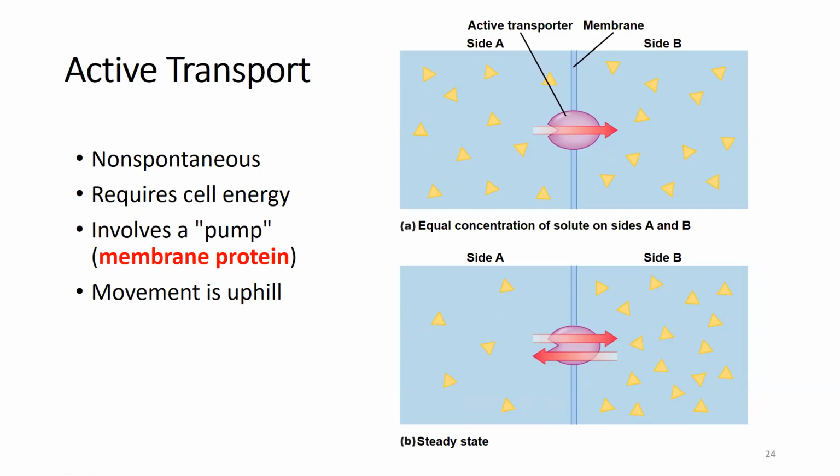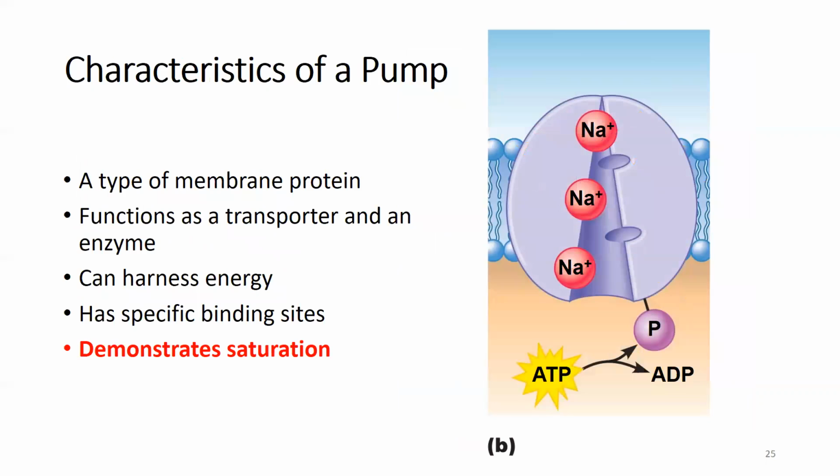So we've moved a certain amount of those particles across to side B. We've changed the concentration using that active pump, but then we get to a point, although there's movement continually happening, there is no further net accumulation of particles on either side. Okay? And that's what we call steady state.